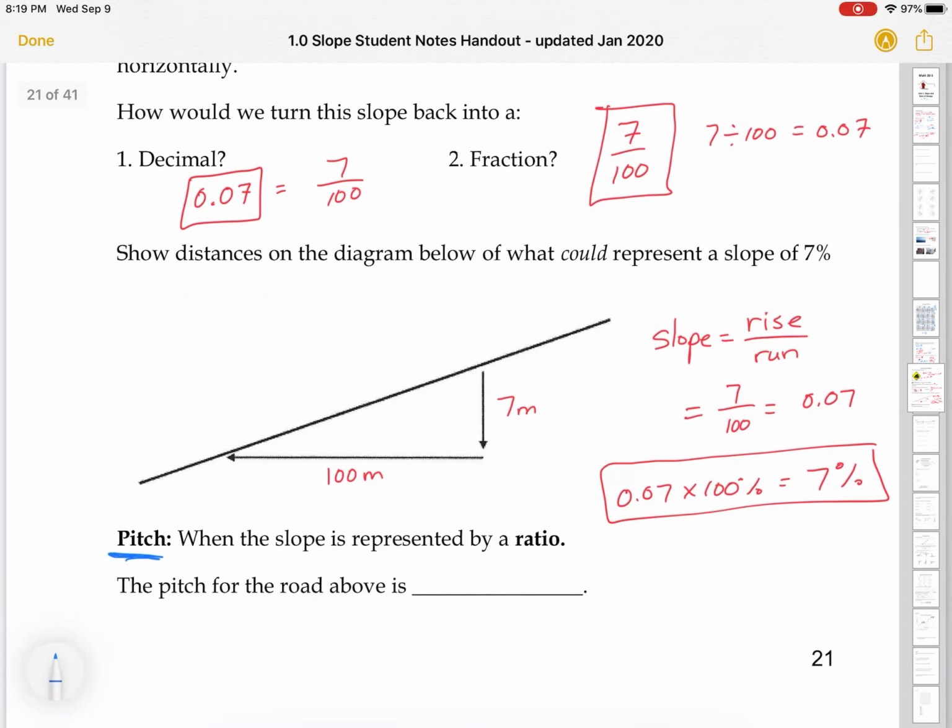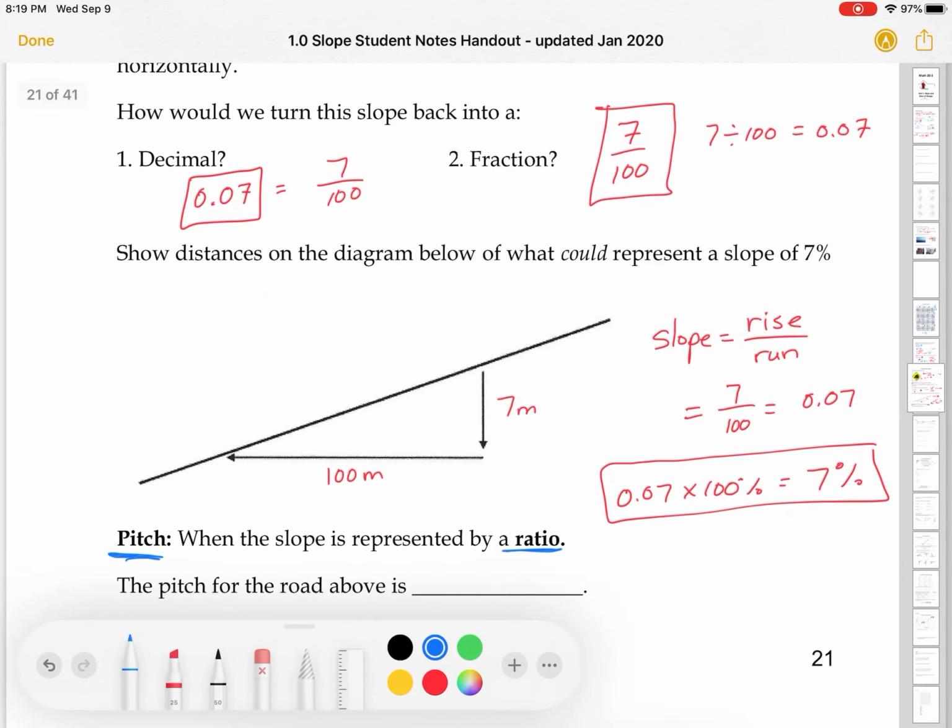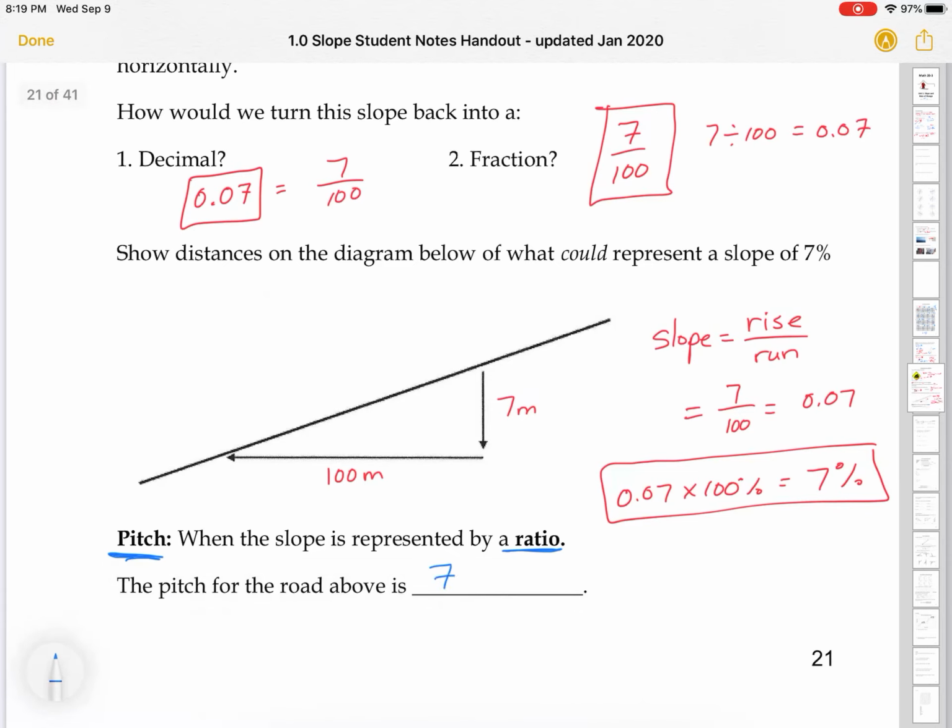Now, sometimes we use the term pitch. And this is when the slope is represented by a ratio. Okay? So instead of representing it as a decimal or a fraction or a percentage, we do a ratio. So a ratio would be represented like so: 7 and then a colon and 100. So that's the ratio of the rise to the run. Okay? So if we're talking about pitch, we're talking about the ratio.